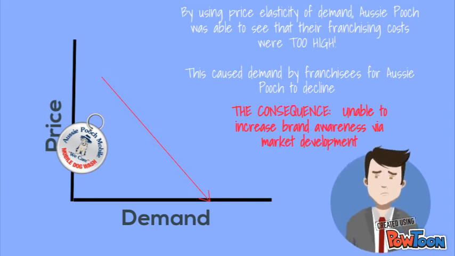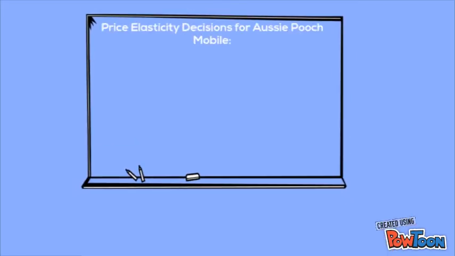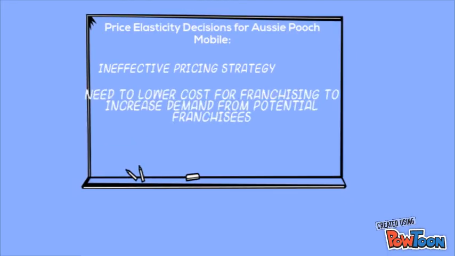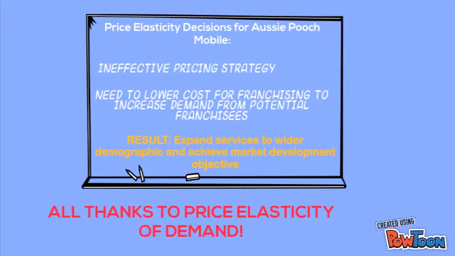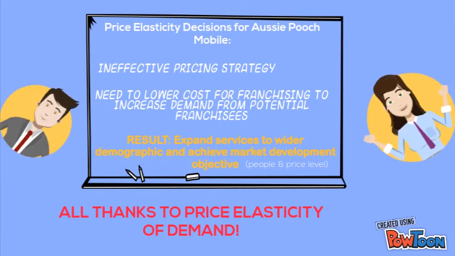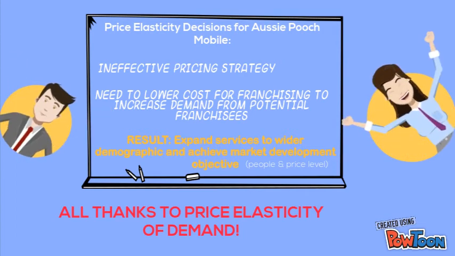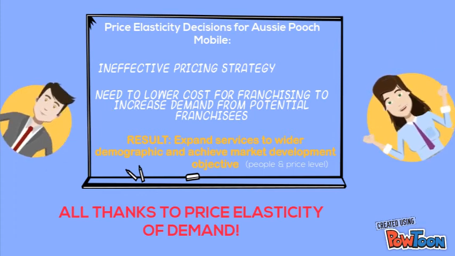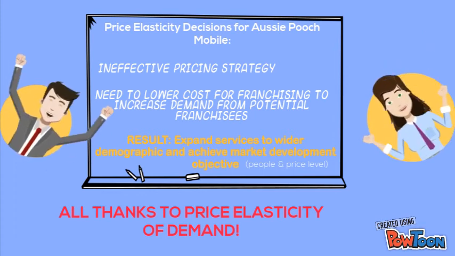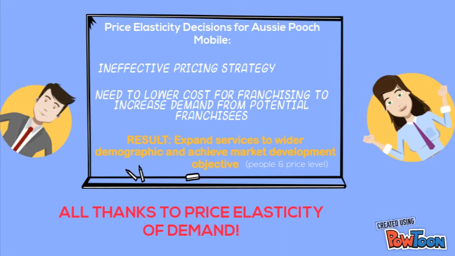Applying price elasticity of demand would allow the firm to understand how best to get new franchisees into the business by understanding market responsiveness to price. Aussie Pooch is struggling to expand the brand due to high prices for franchising. Therefore, this metric would suggest that their current pricing strategy is ineffective to achieve their objective, and if they lower costs for franchising, then they would be able to expand their services across an even broader demographic and achieve their market development objective at the people and pricing operational level.